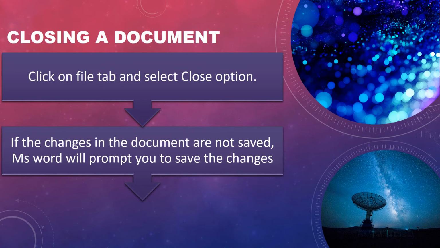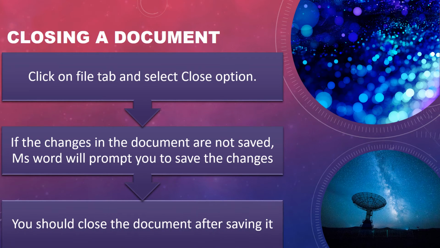And in the Close option, if the changes in the document are not saved, suppose you had saved your document and after that you had made some changes, then MS Word will prompt you to save the changes. It means it is going to ask you whether you want to save the changes or not. So click on Save if you want to save it, and if it is not required, then click on the Don't Save button. You should close the document after saving it, because once you click on Don't Save, you will not get back that formatting again. So you must save it before you close it.